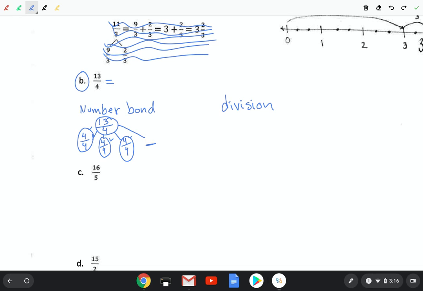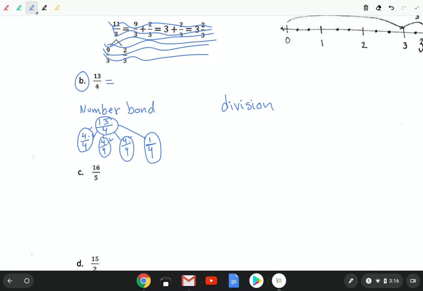Instead, it is still fourths, but let me see how many fourths are left. Okay, so I put 4, 8, 12. 12 plus 1 is 13, which is the total that I have. Okay, and I am done. I already broke down the 13 into as many wholes as I could, and then 1/4 was left. It wasn't sufficient to make one more whole.